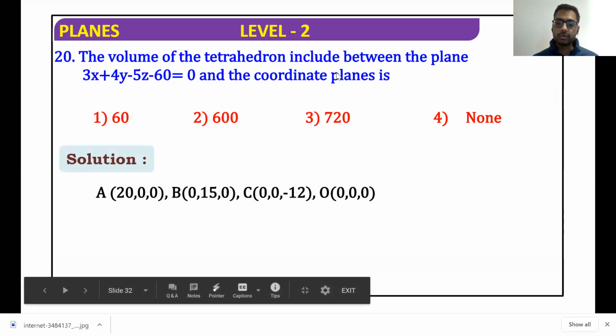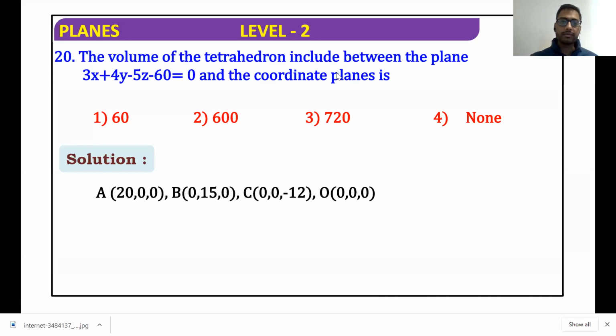First, we'll find the 4 points and how we have received these 4 points A, B, C, and D. As I said earlier, we have used an intercept format of plane. Equation of plane was given as 3x plus 4y minus 5z minus 60 is equal to 0. Take 60 to other side and divide by 60. That would give me 3x by 60, which means x by 20. Therefore, x-intercept is 20. To get y-intercept, my equation would be 4y upon 60.